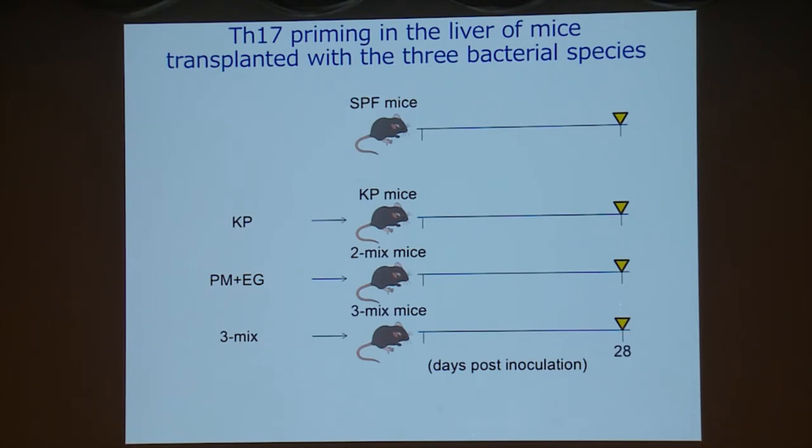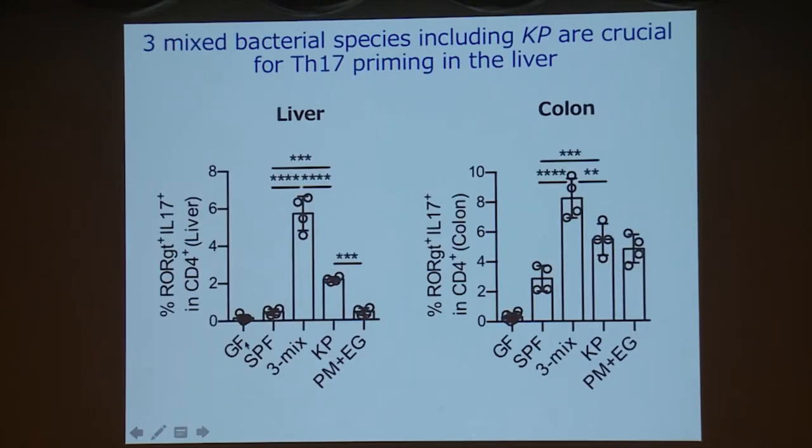To further determine which bacterial species is responsible for TH17 priming, we inoculated germ-free mice with three bacterial strains either individually or in combination. Consistent with the result of PSC-UC mice, three-mix gnotobiotic mice showed strong TH17 response both in the colon and in the liver. The monocolonization of KP, but not dual colonization of Proteus mirabilis and Enterococcus gallinarum, induced a moderate TH17 response in the liver, suggesting that KP is indispensable in TH17 induction in the liver.